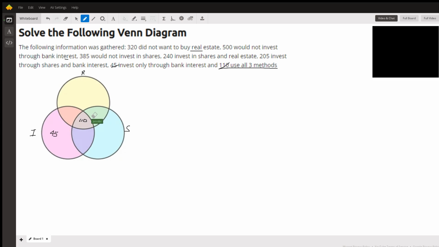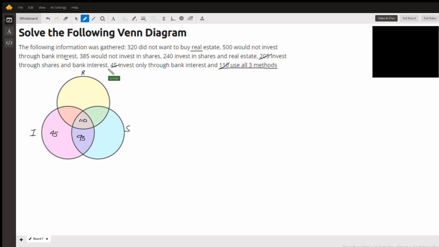So now let's do that. Okay, so that would be 205 minus 110. So therefore you have 95 here in this purple area. So that means 95 plus 110 should total to 205.